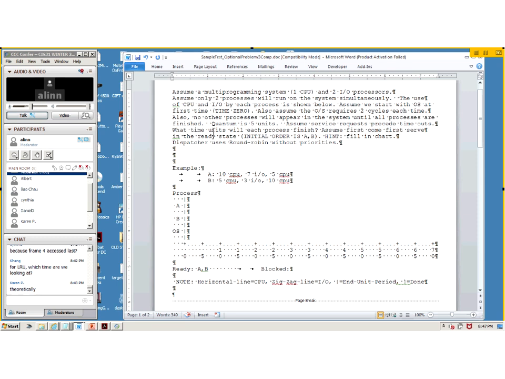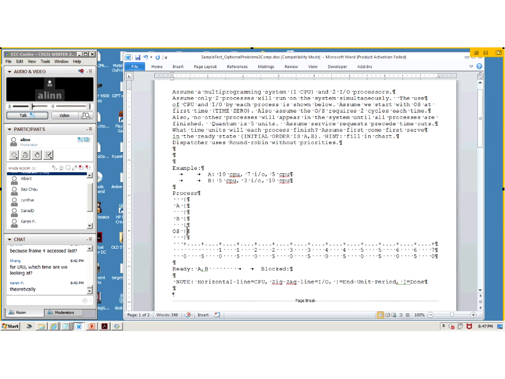And what we're going to ask is, what time unit will each process finish? Assume first come, first serve in the ready state. Dispatcher uses round robin without priorities. That's what I was trying to say here. And the initial order is A, B. And you fill in the chart to figure it out. So here's how you're going to fill in the chart.